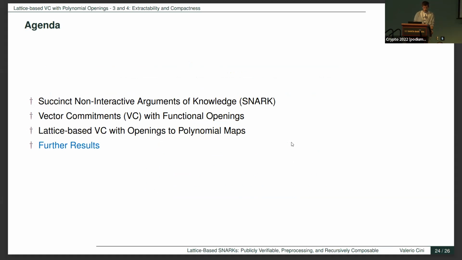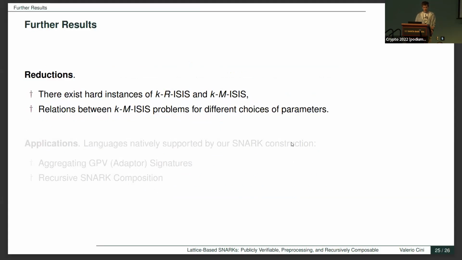And to briefly conclude, the further results that we have in the work: we studied the hardness of this new family of assumptions that we introduced. In particular, we showed that there exist hard instances of this new family of assumptions, where this k-M inhomogeneous SIS is the module variant of the ring version. And we also studied relations between different parameter regimes for these assumptions. However, I should note that none of these reductions cover the parameters that we use in our scheme. So actually, the scheme relies on a new set of assumptions.